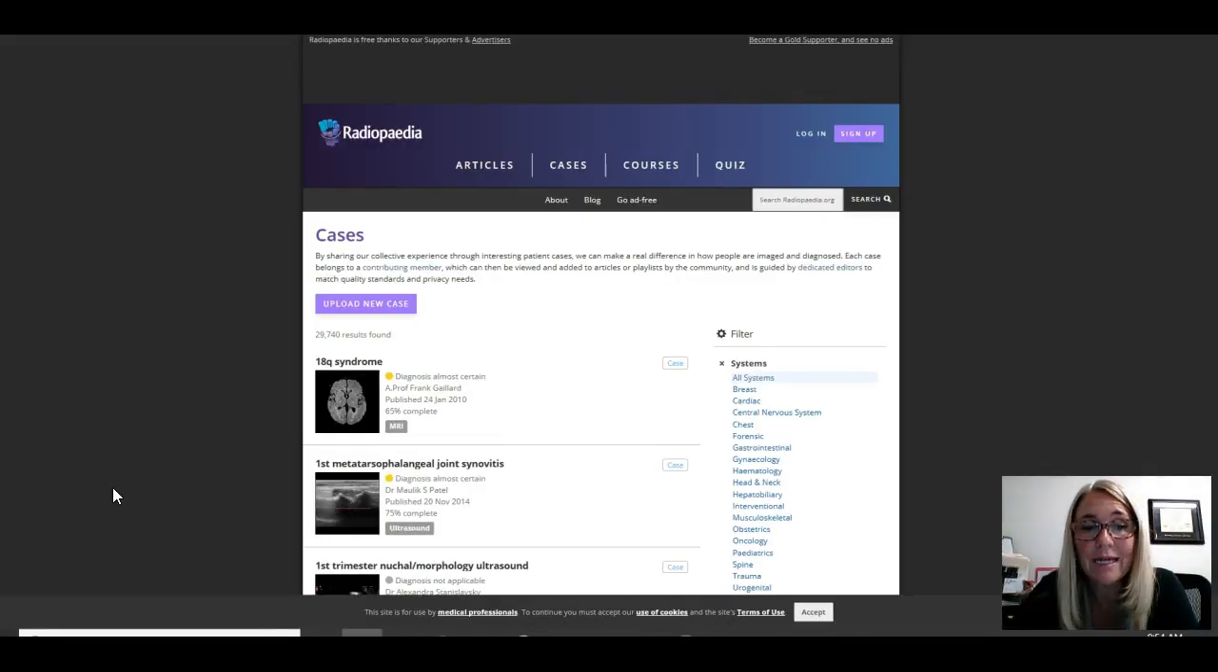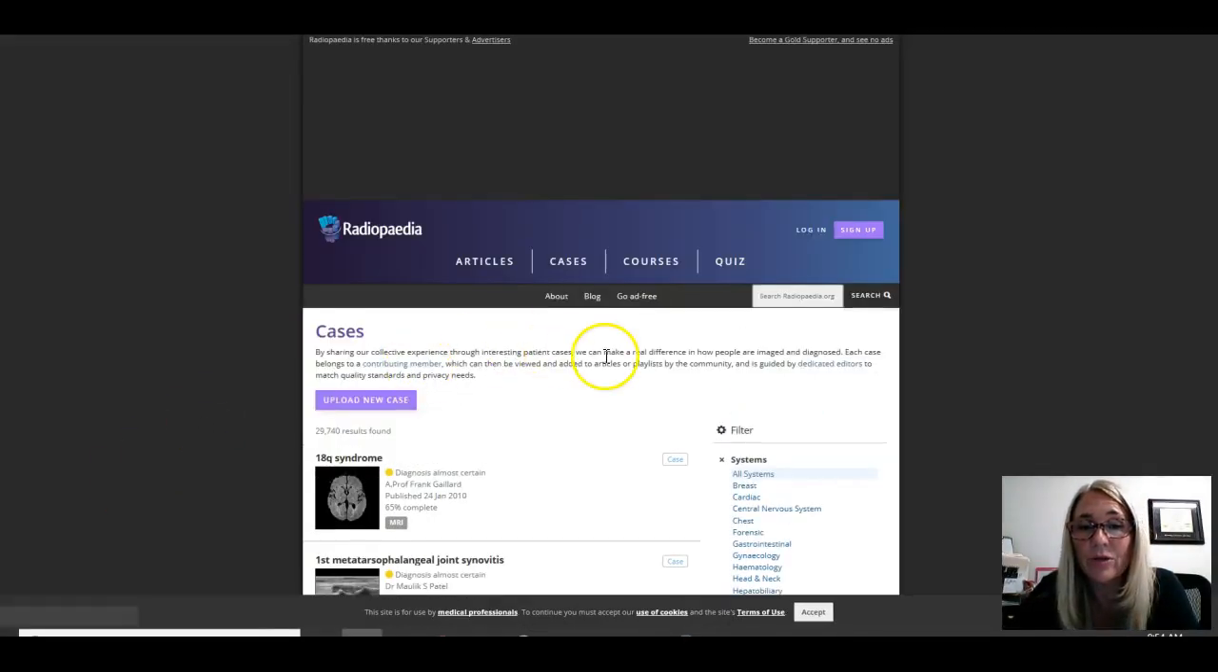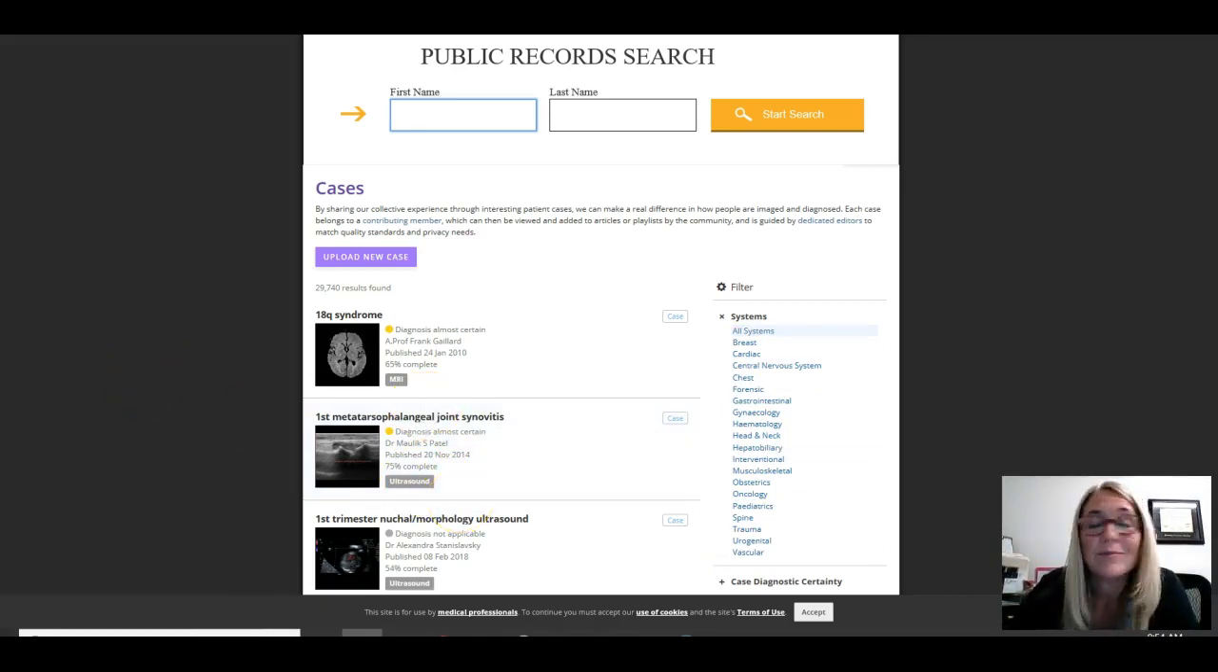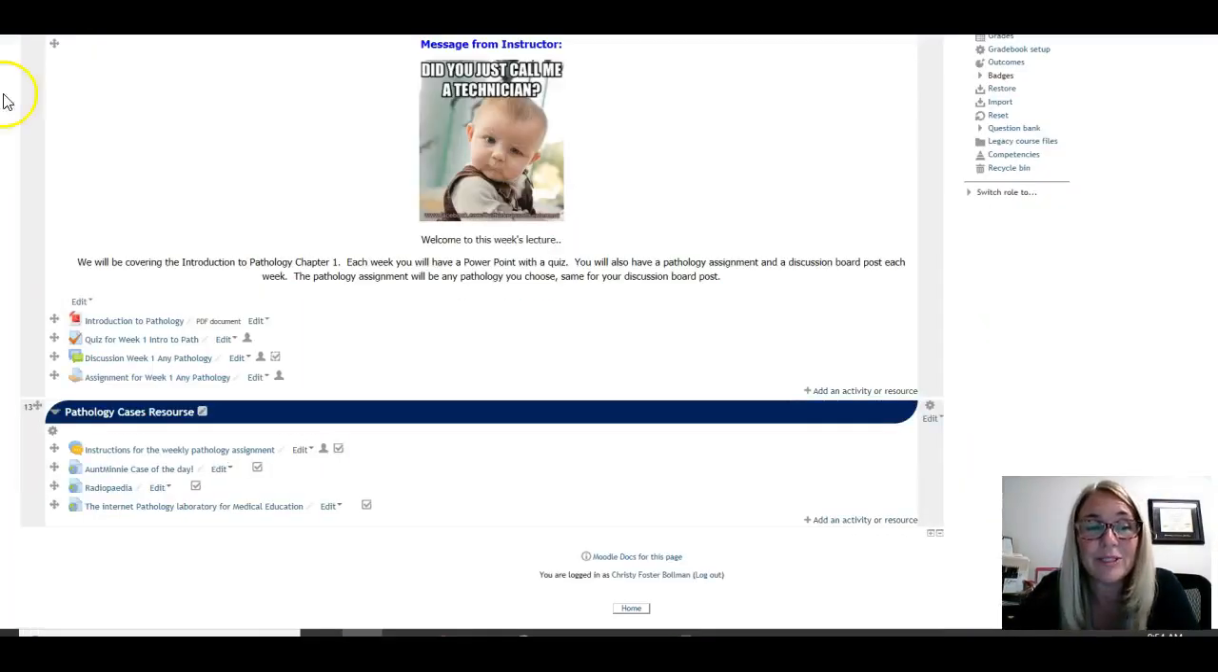This one is a great site also. You can come in here and look at different cases, and you can filter by organ systems also, which is a lot of fun. And yes, it's going to ask you questions also. I've always used them, so use what you like between the two.